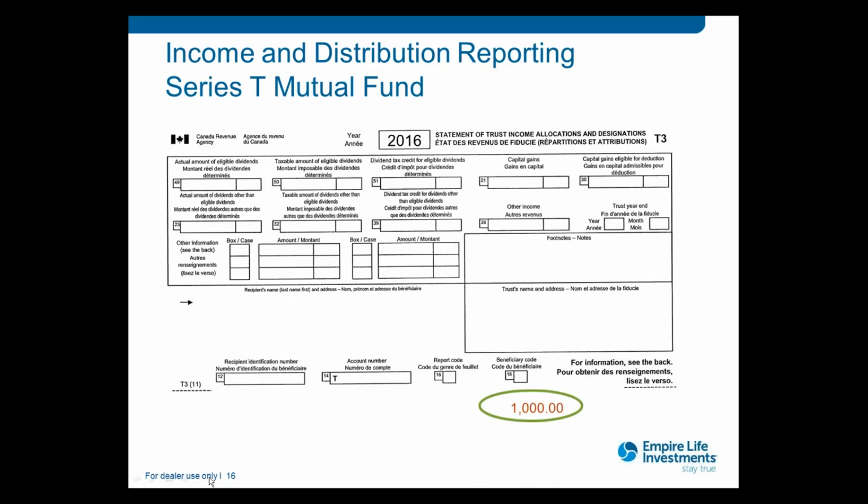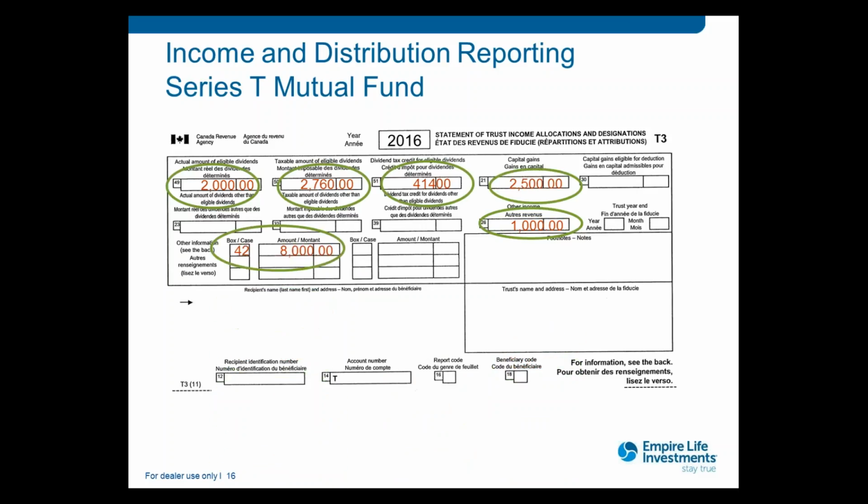This is what the tax slip would actually look like. The $1,000 of interest would show up under other income. The $2,000 would be the eligible dividends. The calculation would automatically affect the gross up of the dividends. The dividend tax credit would also be reported on that T3 slip, as would be the capital gains of $2,500. In addition, because you're dealing with a Series T mutual fund, there will be reporting of the $8,000 of monies that you're getting, which of course, as you remember, is a return of capital. It's up to you as the investor, you as the taxpayer, to keep track of that to figure out when your adjusted cost base goes to zero.